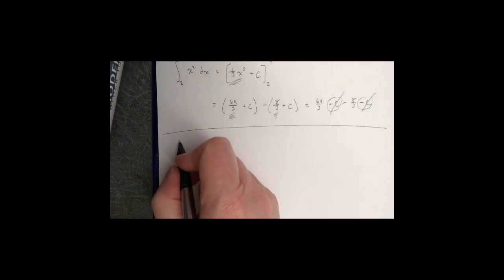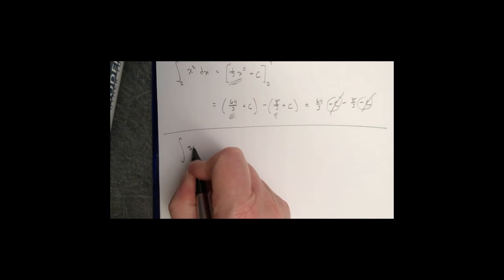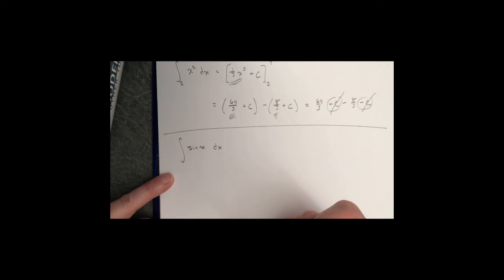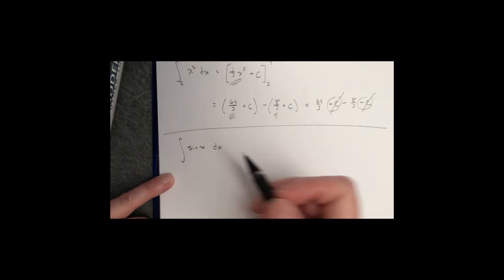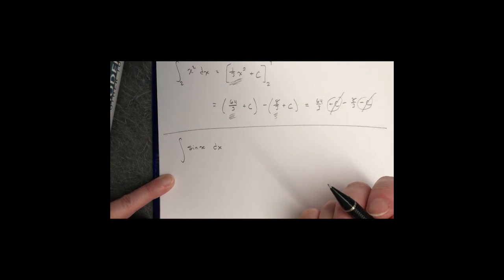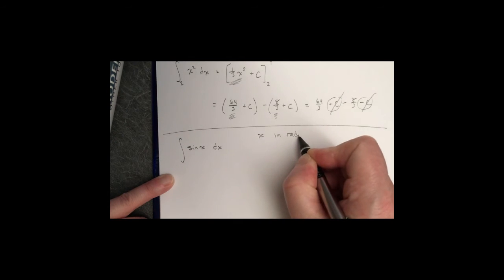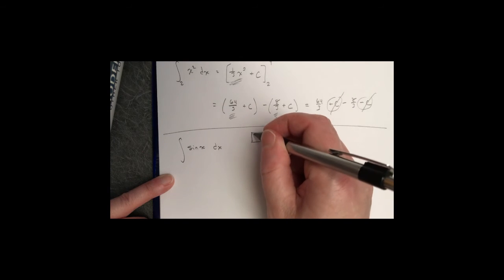Okay, so suppose you've got a trig function, sine x dx, and I'm assuming that you understand radians. When we do calculus with trigonometric functions, we have to measure our angles in radians, because degrees, although I'm quite a fan of degrees, don't play nicely with calculus because it's an arbitrary division of measurement.